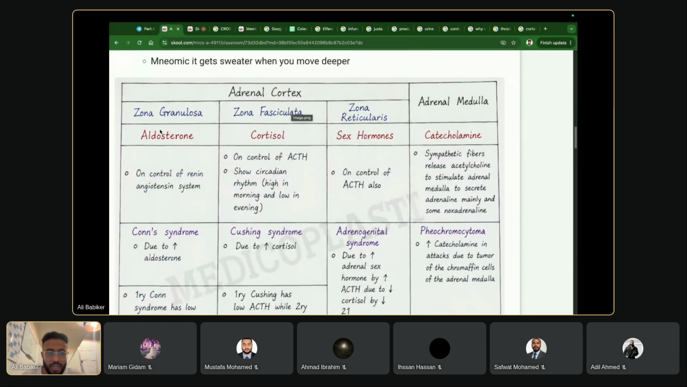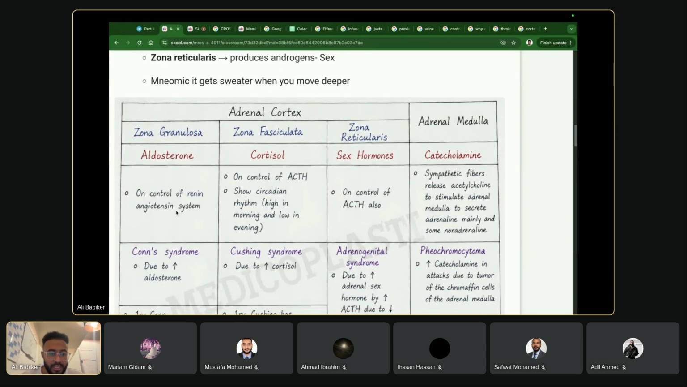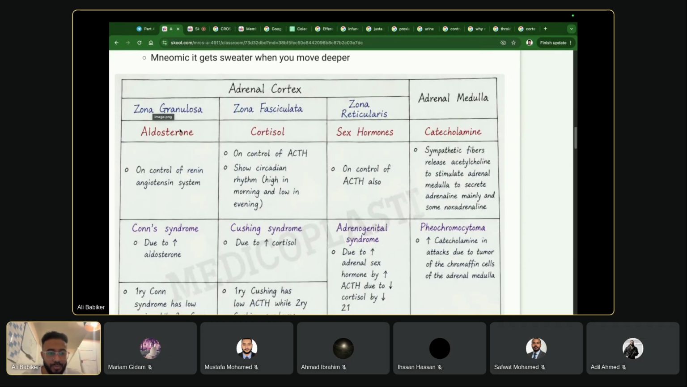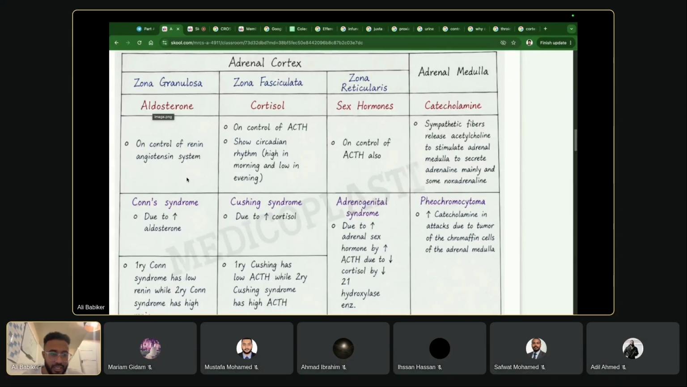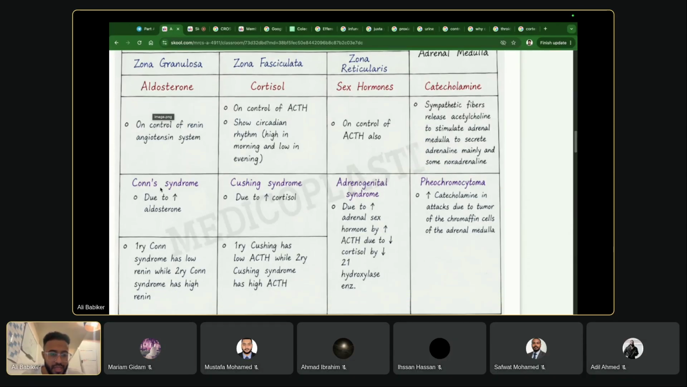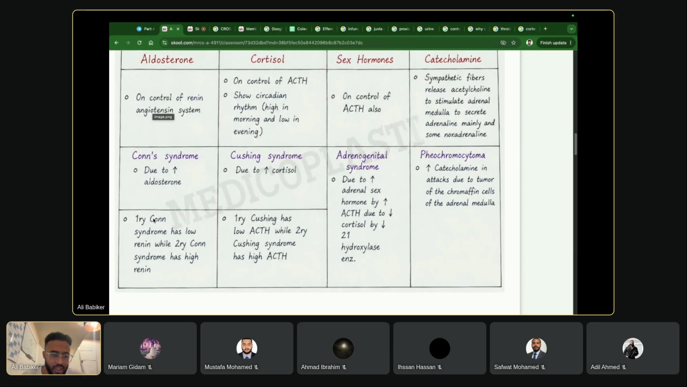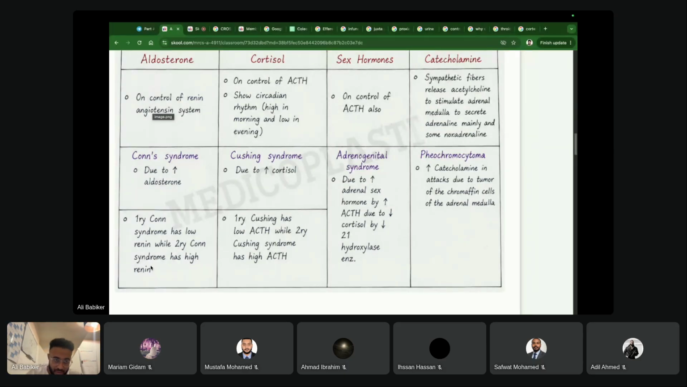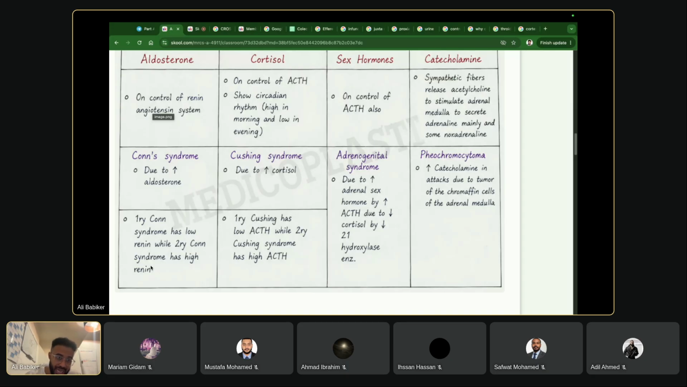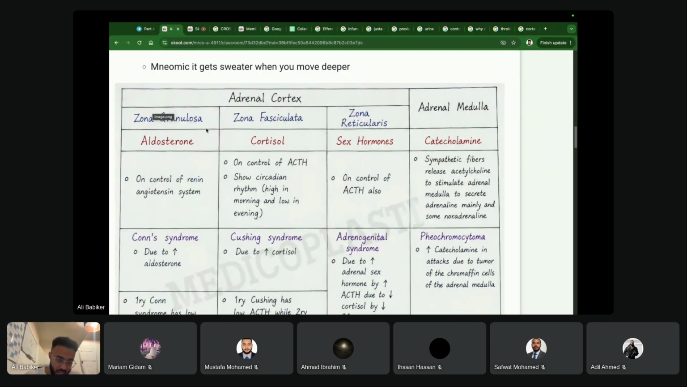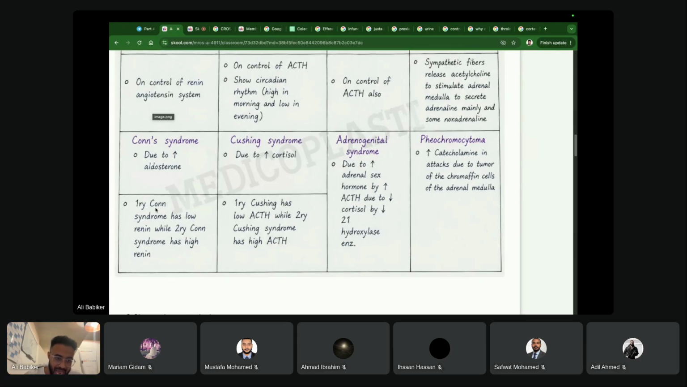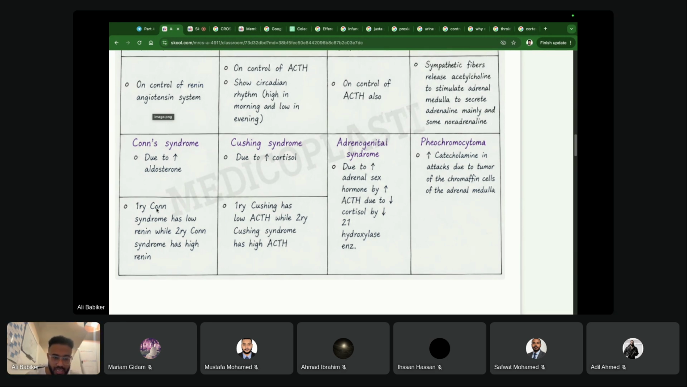Okay, here's another image for each of them and the most common diseases. Zona glomerulosa, aldosterone, under control of the renin angiotensin system. Conn syndrome is an increase in aldosterone. Primary Conn syndrome has low renin, while secondary Conn syndrome has higher renin. They may tell you your patient has high aldosterone and high renin. In that case, it's not primary Conn syndrome, it's secondary Conn syndrome.